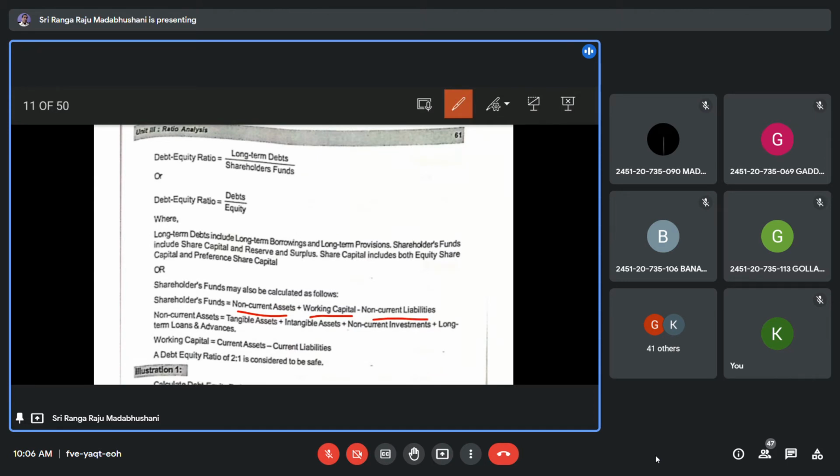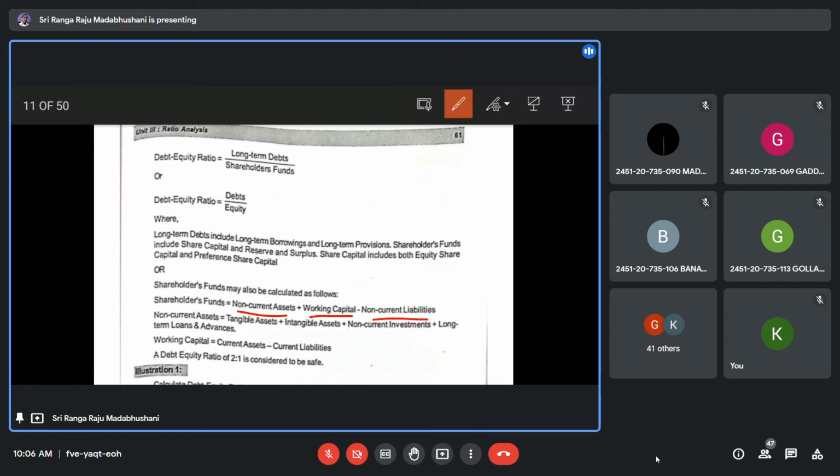Non-current liability. So the total liability you will take, and from the total you will subtract, excluding that long term. Non-current assets and working capital, you will add. Then you will subtract non-current liability.